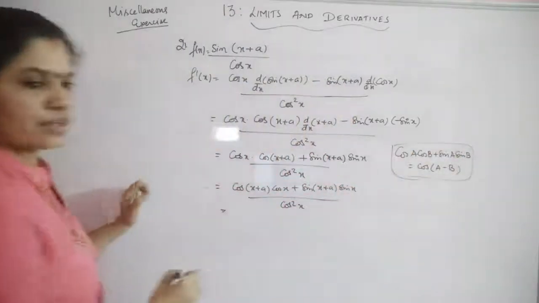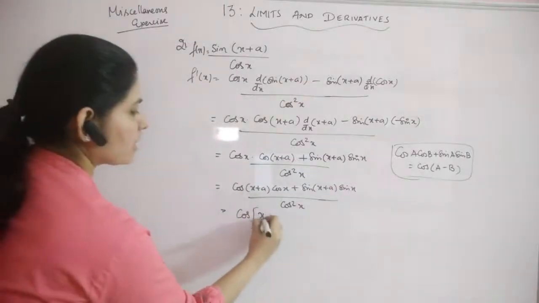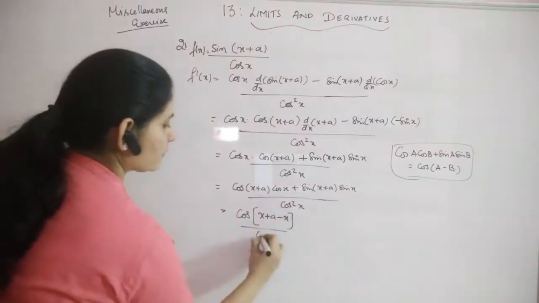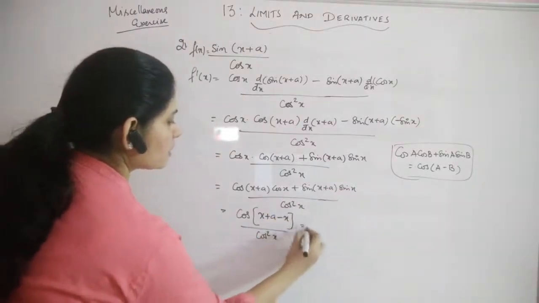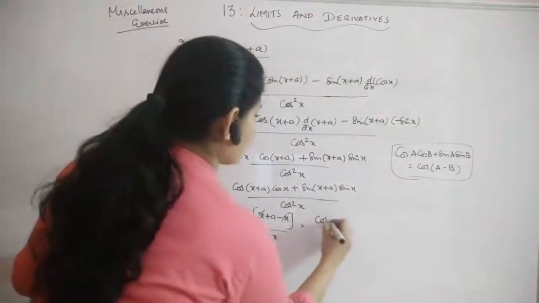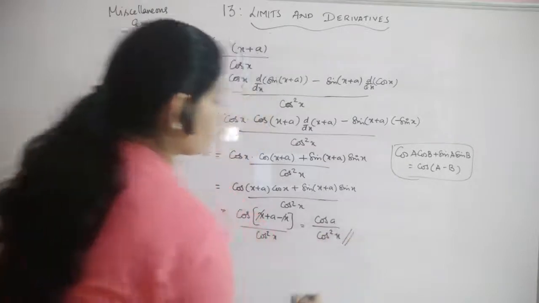So this we are going to apply here so that we will get cos of, instead of a you have x plus a and instead of b you have x. So this is giving you, the numerator will become cos a, divided by cos square x. Okay.